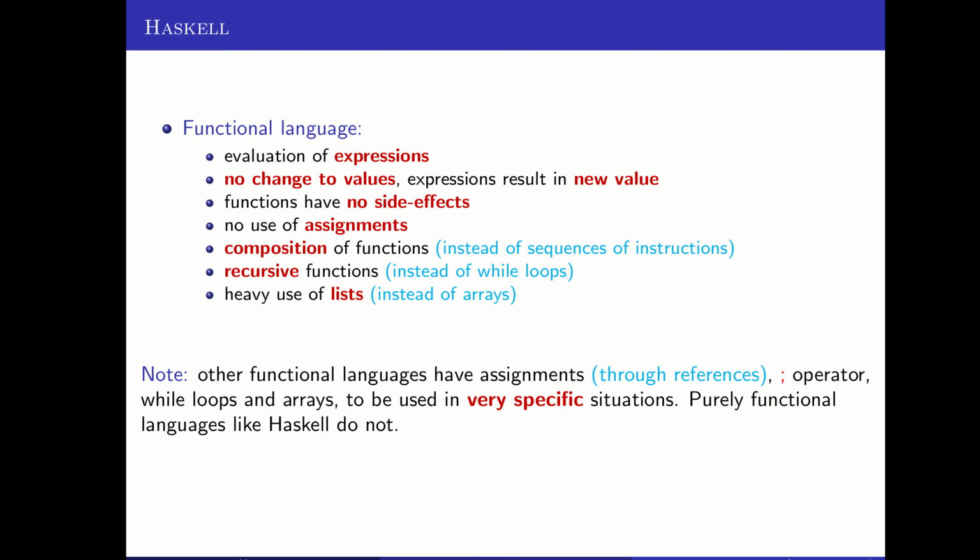Similarly, some functional languages will have a semicolon operator so that you can make sort of iterative statements, x equals 3, semicolon, print x, these sorts of things. Again, a purely functional language like Haskell will not have these. And some functional languages have while loops or arrays that you can assign to. So again, you can get some more of that iterative style, that reference-based style that you might be used to. Haskell will not allow you any of these.